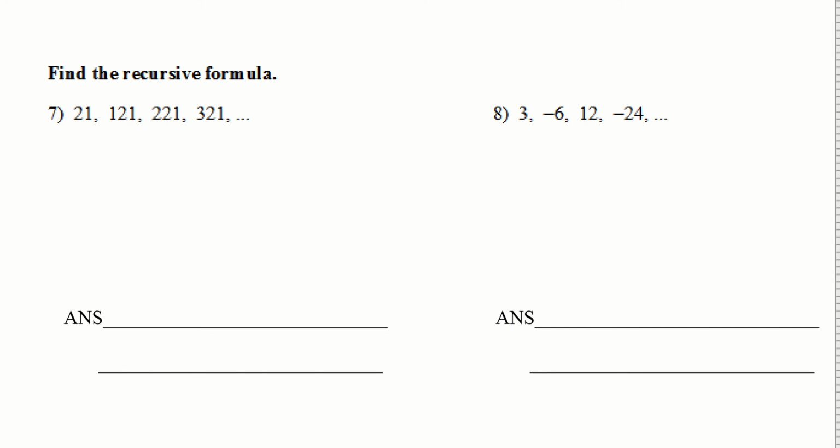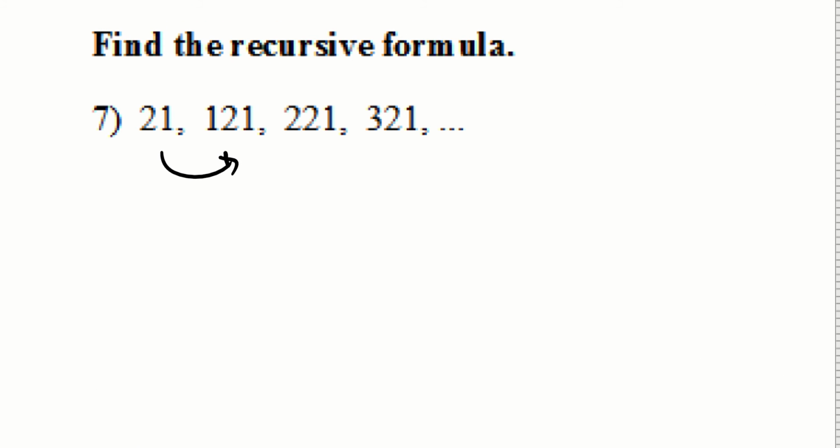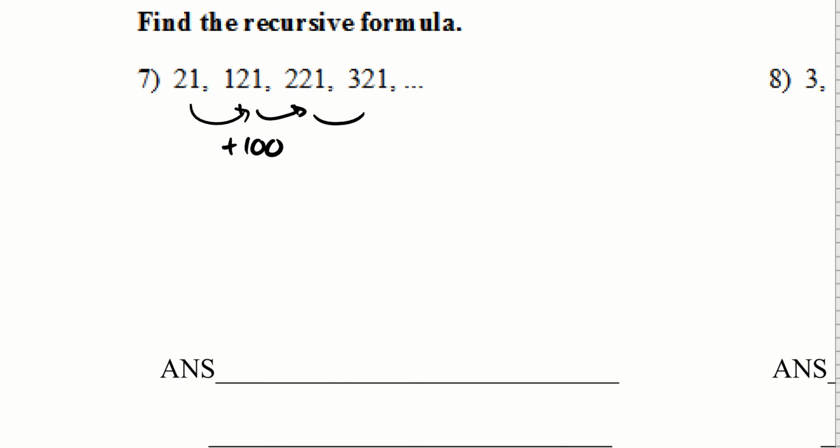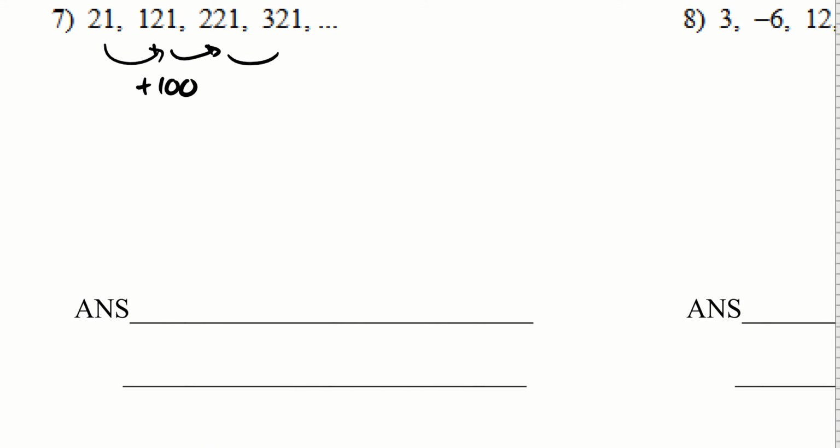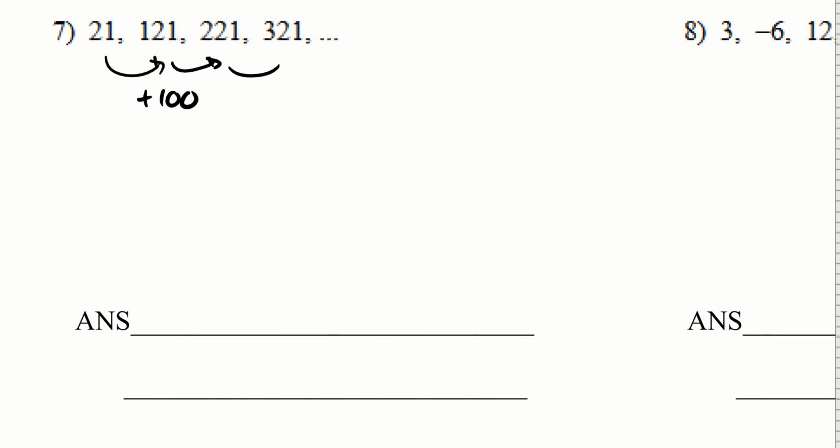Well, if I look at this sequence, to go from 21 to 121, and then from 121 to 221, I'm adding the number 100 each time. So my recursive rule is going to take that into account, that I just keep adding 100. The other thing is that my first term is the number 21. So I think I could write this down, and I don't think the order matters, but I can say the first term in this sequence is the number 21.